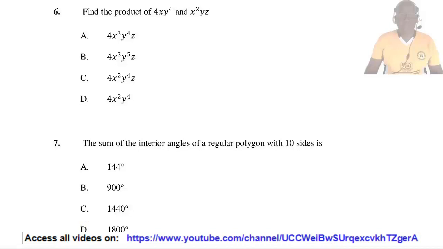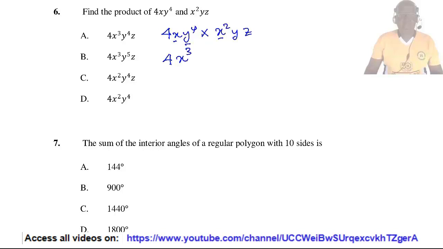Question 6. Find the product of 4s y raised to the power 4 and s squared yz. Product means multiplication. So we shall multiply 4s y raised to the power 4 by s squared yz. We shall write down the 4. s times s squared is going to be s raised to the power 3.